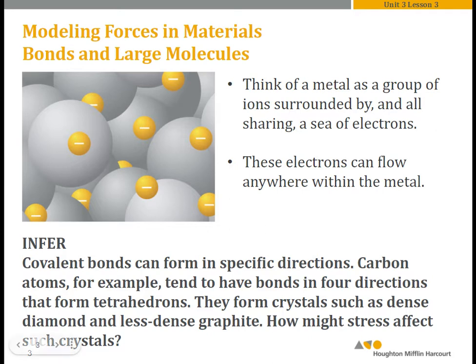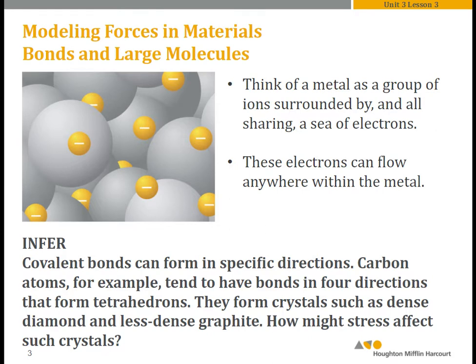Covalent bonds can form in specific directions. For example, carbon atoms will have bonds in 4 directions. They'll form tetrahedrons, these kind of pyramidal structures. They form crystals like diamonds and graphite. Graphite is what we often refer to as pencil lead. It's a very soft structure compared to a diamond.